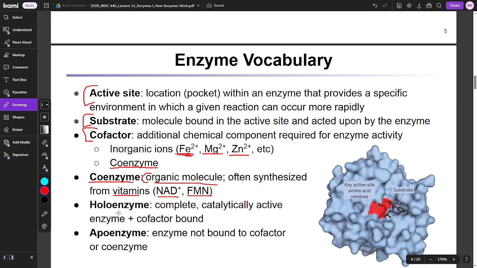A holoenzyme is usually the whole enzyme: the enzyme plus its cofactor. And an apoenzyme is the enzyme not bound to the cofactor or coenzyme, right? It could be a coenzyme here, by the way, too. It doesn't have to be a cofactor, but it could be a coenzyme.